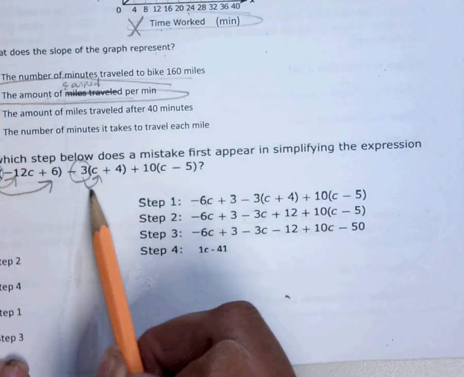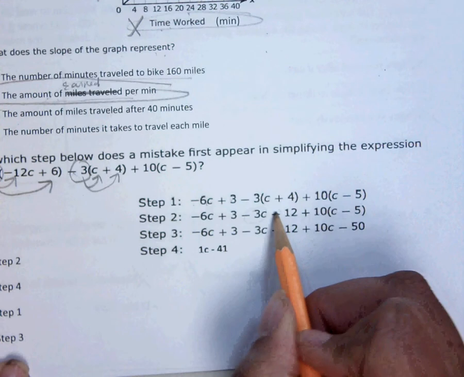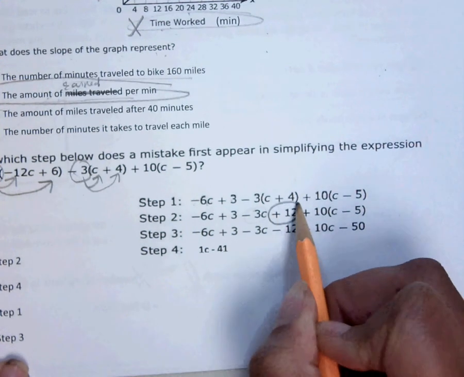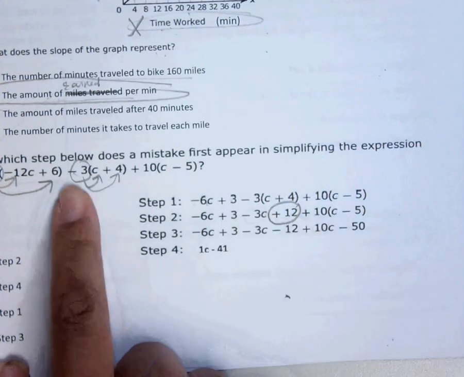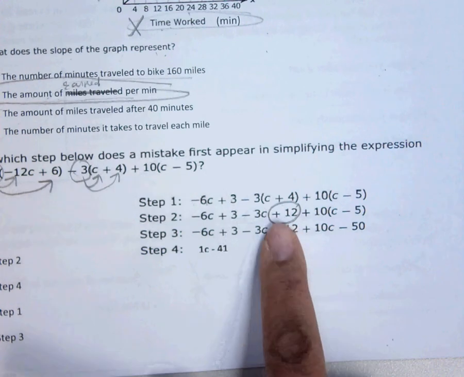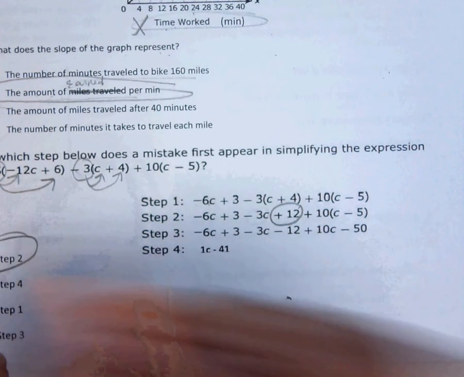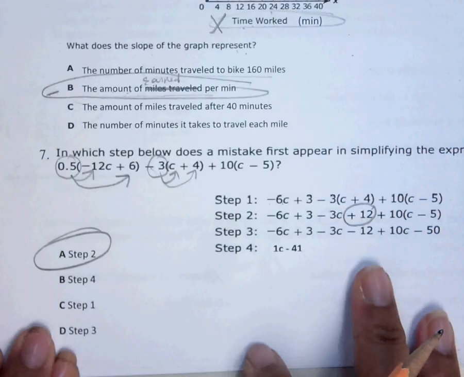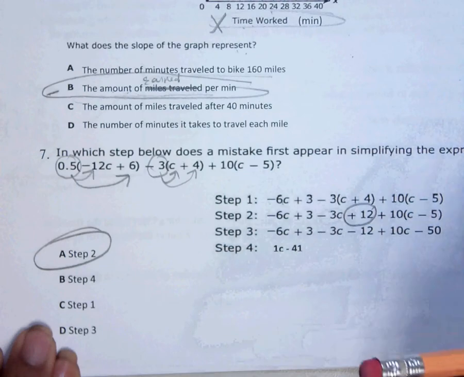Negative 3 times 4 should give me negative 12. A negative times a positive is a negative. So the step that shows the mistake is step 2. Okay, and let's move on to number 8.